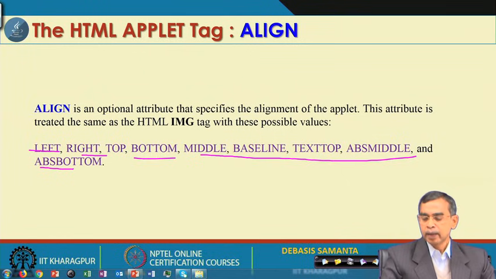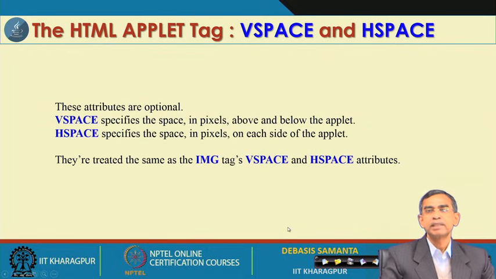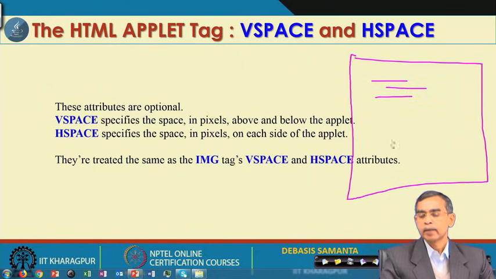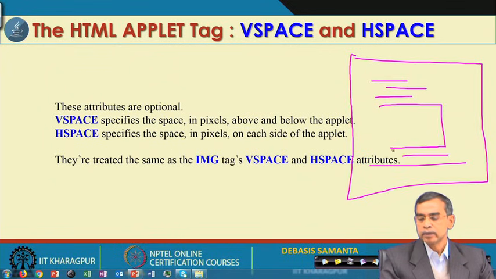So, these basically place an applet in an HTML page, in the HTML area view window that is browsed by the applets. And VSPACE and HSPACE are used like this. Say suppose this is the total HTML page, and there is some text here and some text here, and here you want to display your applet. Now, VSPACE and HSPACE set how much gap you want to give between the text and this applet, and that is VSPACE.